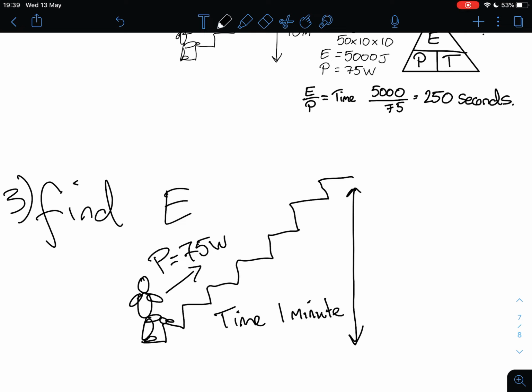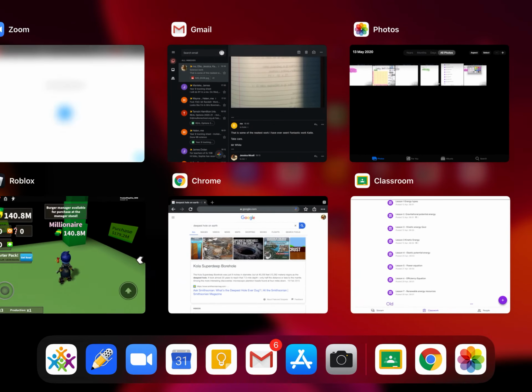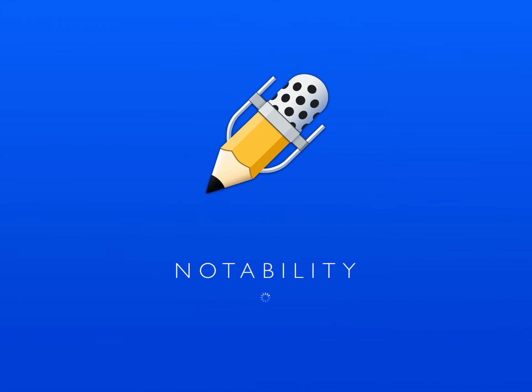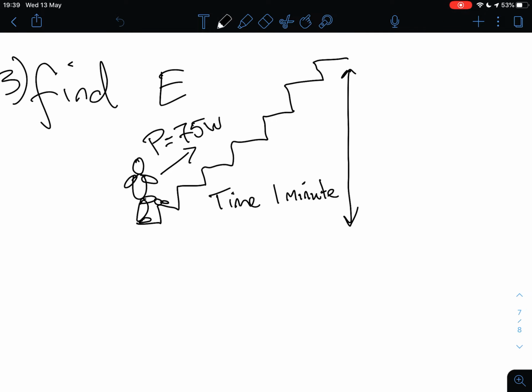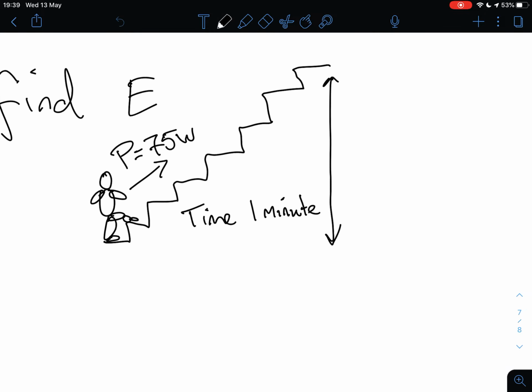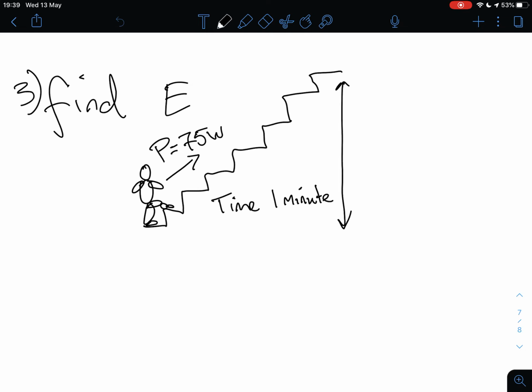At this point my iPad has broken, so I'm just going to reboot that. Should put me back where I started. There we go. So let's find out. We know the power. We know the time. Let's find out the energy.